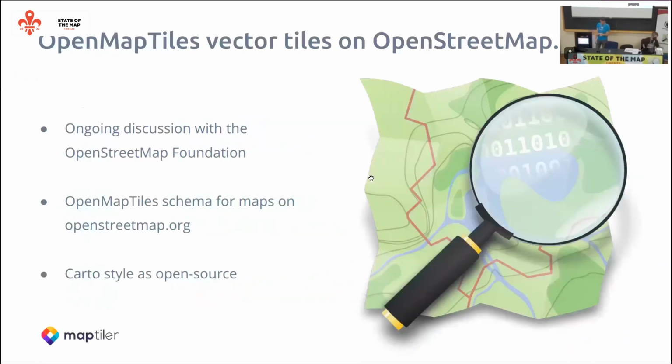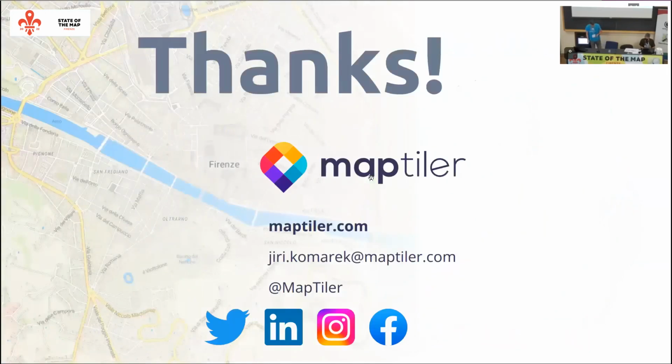Right now, we have an ongoing discussion with the OpenStreetMap Foundation about adding vector tiles to the openstreetmap.org website. What we propose is using the OpenMapTiles schema for this, and we are also providing the Carto style as open source. It will be released soon as open source on GitHub, available for everybody. Yeah, I think that's it.